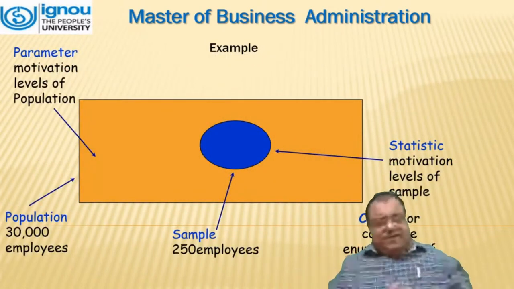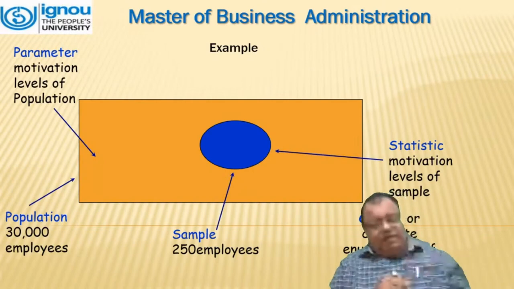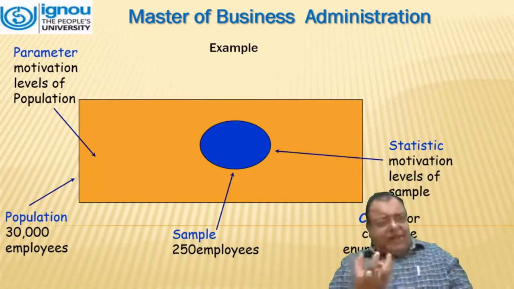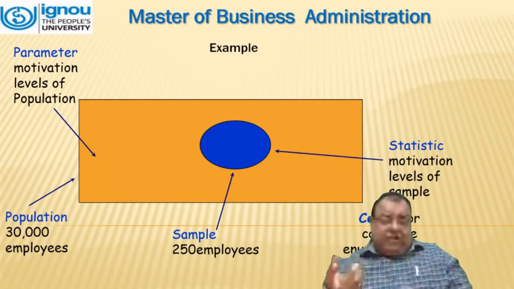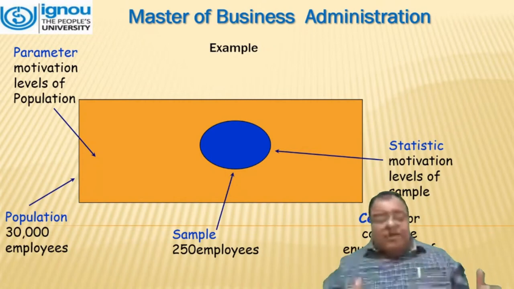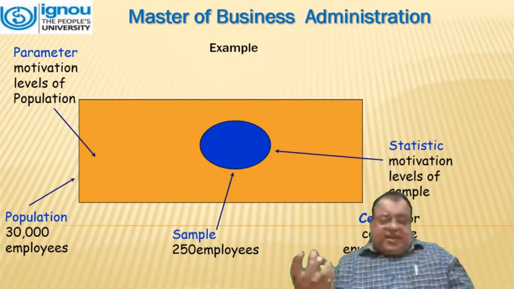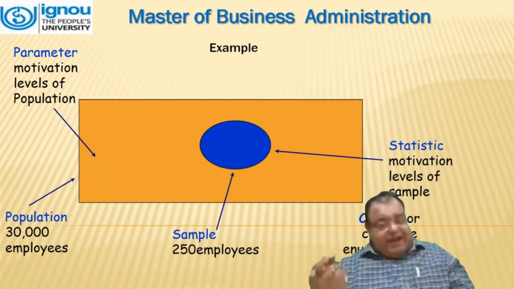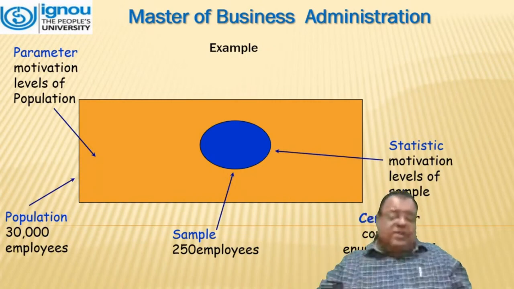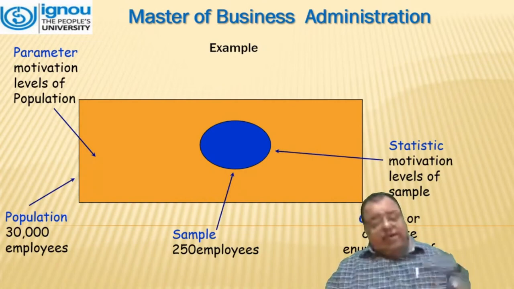Now, with this figure, we can see that there is a yellow rectangle, and in between we have an oval. For the parameter, what we consider is the motivation level of the population. The population is 30,000 employees. Required is a sample of 250 employees from all these 30,000 employees all over the country. And your statistic is the motivation level of the sample. And your census is the complete enumeration. This whole triangle is the census or complete enumeration of the population.